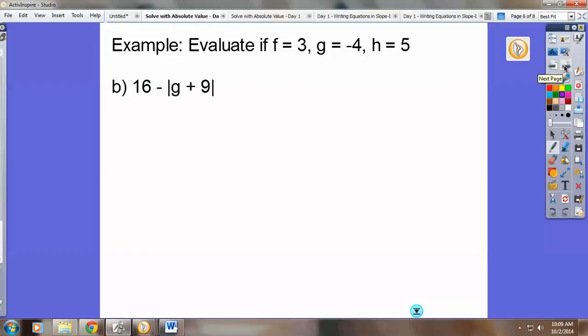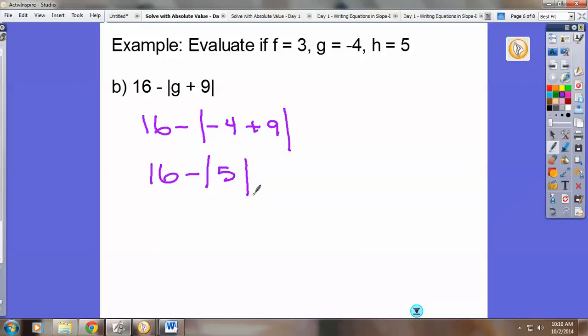How about this one? 16 minus the absolute value of g plus 9. Again, they're giving us the value of g, so substitute in. We can take negative 4 plus 9, which is 5. The absolute value of 5 is 5. And 16 minus 5 is 11.